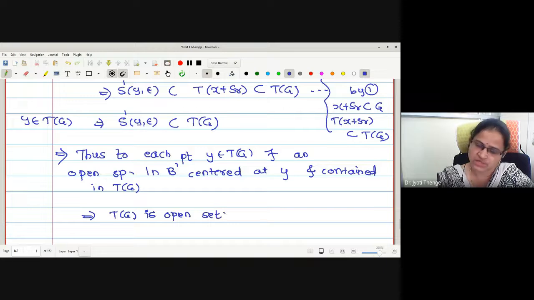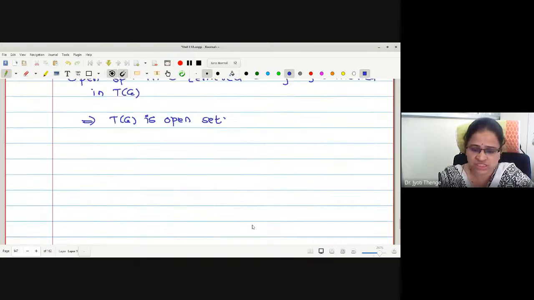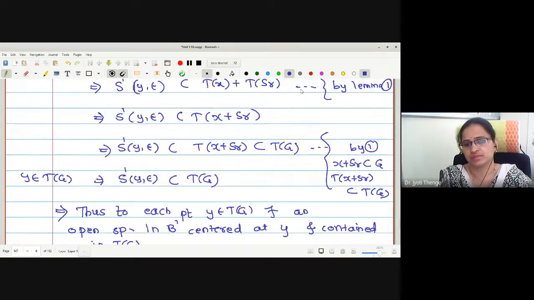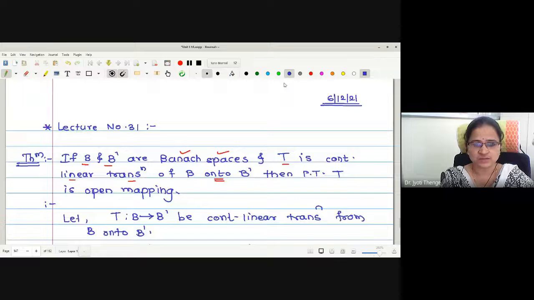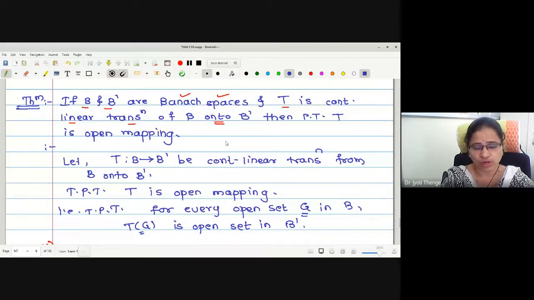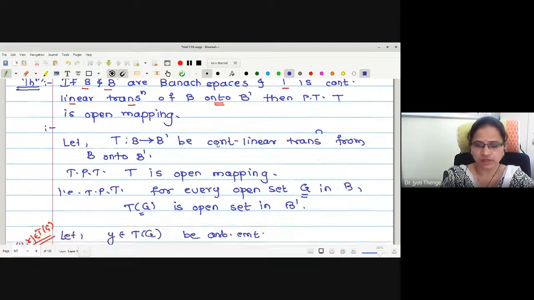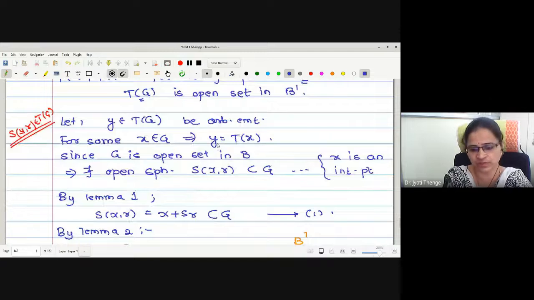Tg is open set. Now we have started with G is an open set. We have proved Tg an open set. Hence, can I say that the mapping T is an open mapping? Very simple, no? Any difficulty in the proof? If you have, you can ask. Because this is an important aspect of proving the mapping to be open. It needs only domain and codomain to be Banach spaces, and the mapping is a continuous linear transformation. I hope there is no difficulty with the proof.